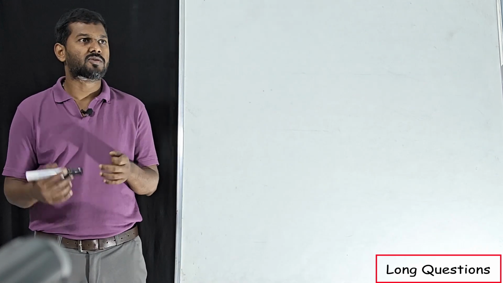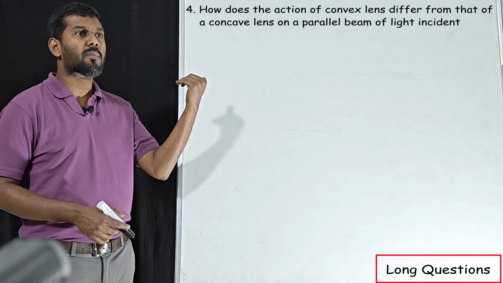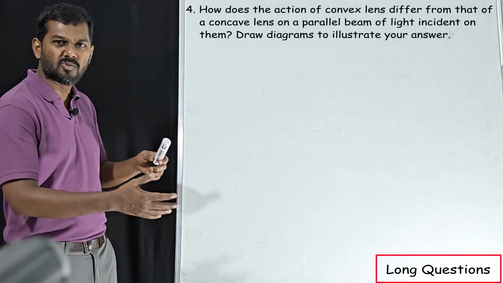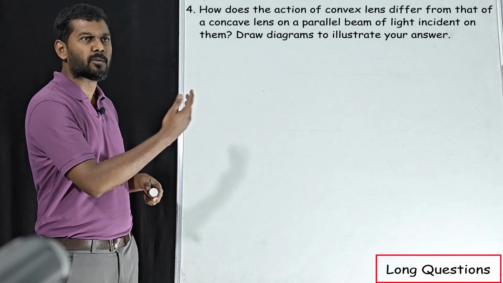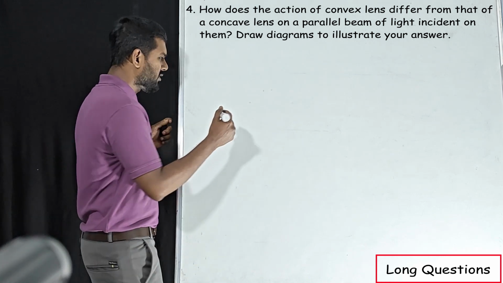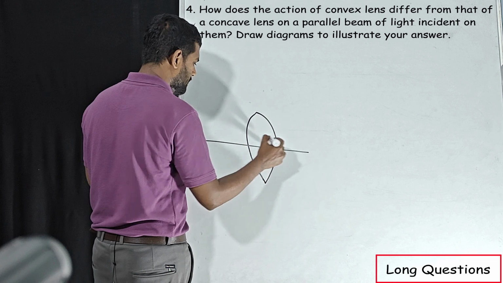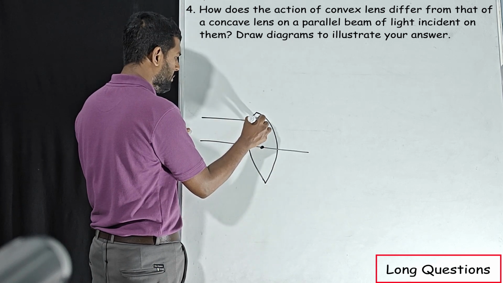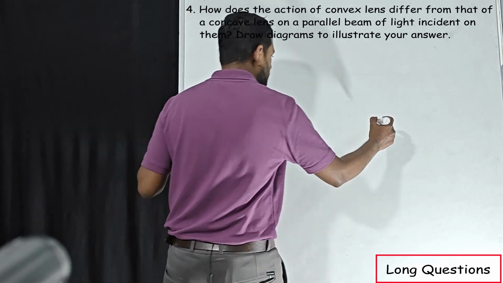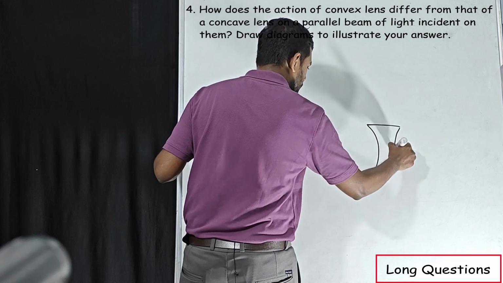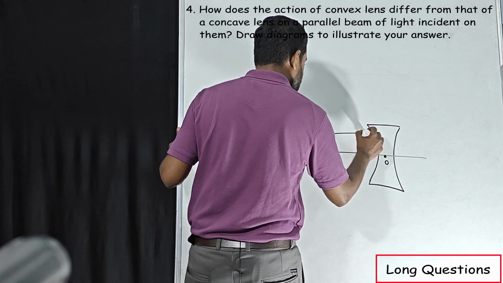That's it. Our next question: how does the action of a convex lens differ from that of a concave lens on a parallel beam of light incident on them? This is what we have learnt in the previous questions also, but here we are going to draw both lenses at the same time, then you will understand properly. First I'll draw the diagram. Convex, with two parallel rays, the principal axis and optic center, and then concave, with optic center and principal axis.